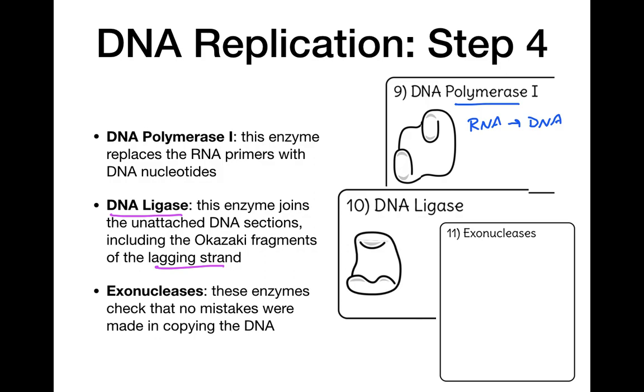And the last one are our exonucleases here, and these are enzymes that double check there's no mistakes made in copying the DNA, so that we're not producing any mutations by accident, any errors in the DNA copying. So all three of these are more for HL than SL.